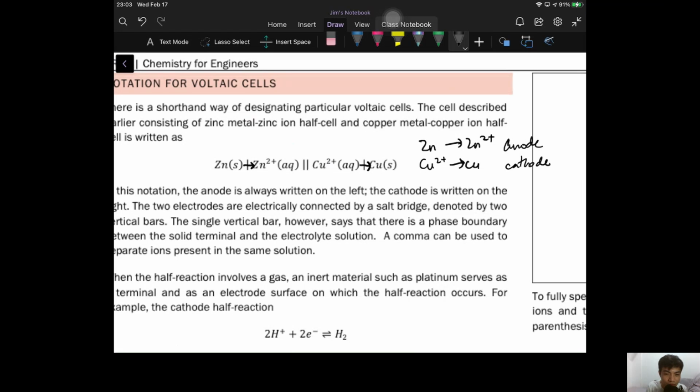Yun yung purpose ng cell diagram, or cell notation pala. So on cell notation, pwedeng ito yung shortcut ng drawing mo. Ibig sabihin yan, ito yung anode, ito yung cathode, ito yung salt bridge. Ito yung mga electrodes mo, copper and zinc. And from this, you can convert them into equations. Yung single line, lagyan nyo lang ng arrow. Itong nasa left side, that is your anode or your oxidation reaction. On the right side, your cathode reaction or your reduction reaction.